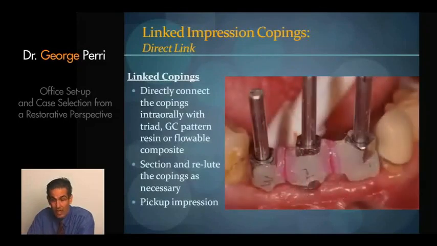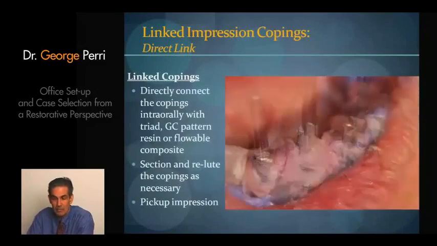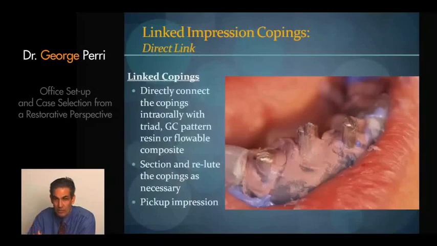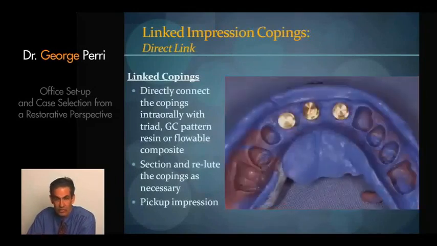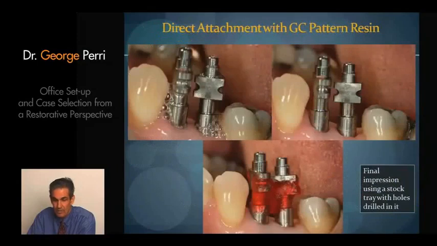I've linked them together. I will usually use a stock plastic tray, cut some holes in it, and I'm able to generate a very accurate model that, regardless of my final restoration, whether it's single units or a splinted bridge, I will always find the accuracy of fit quite high, and my chair time will be greatly reduced in trying to make the restoration fit. So that's my key there.